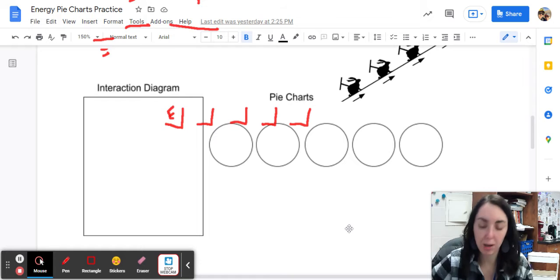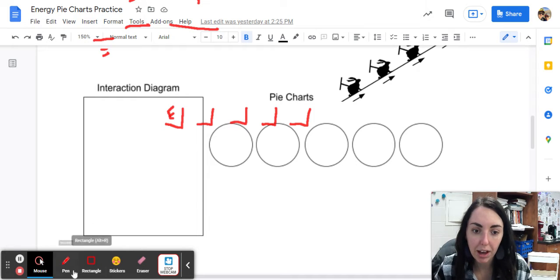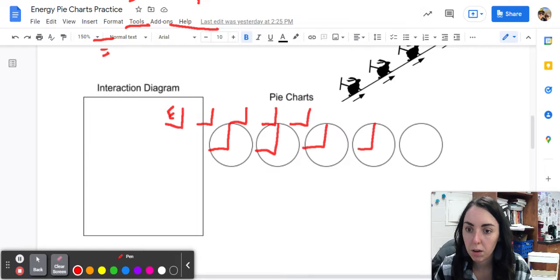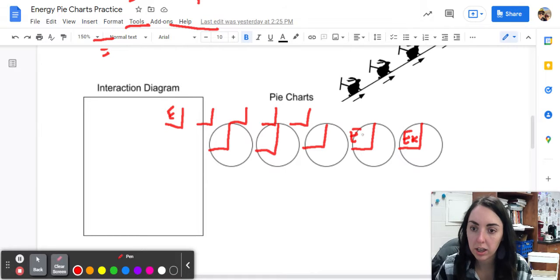That might help me get better quarters. So my pen's a little fat, so let's try that again. Ignore those little L's at the top there. All right. So I'm making the same size slice of EK, because it's constant speed. Constant speed, same kinetic energy.